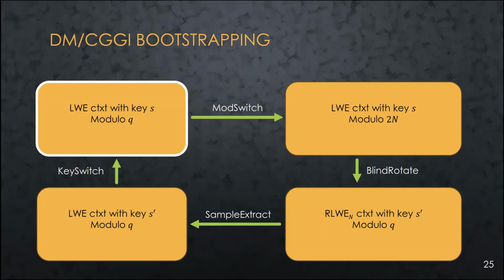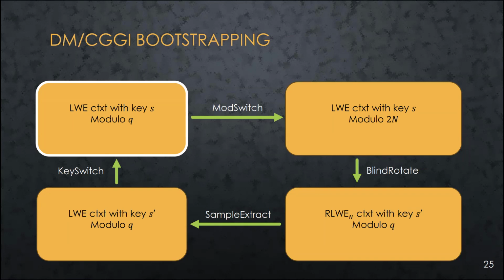So what is mod switch? I'm just dividing by Q and multiplying by 2n and rounding. So it's really rescaling and rounding. Then there is a complicated operation called blind rotate, which outputs a ring LWE ciphertext of degree n with some other key S prime, modulo Q, so the same modulus as at the beginning. This step is much more complicated, but we don't need to see how it works.